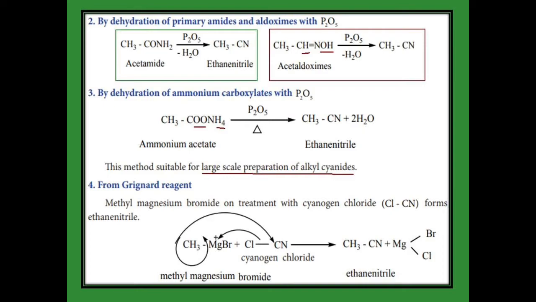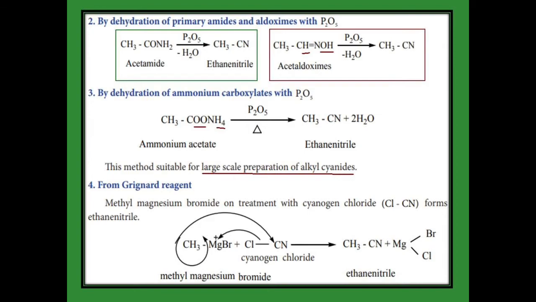The next preparation is from ammonium acetate. CH3COO is called acetate and NH4 is called ammonium. In that ammonium acetate also, we are going to react it with P2O5. That P2O5 takes away the water molecule. Here we take away 2 moles of water, so the remaining thing is CH3CN, that is ethane nitrile. We take this reaction only for large scale preparation.